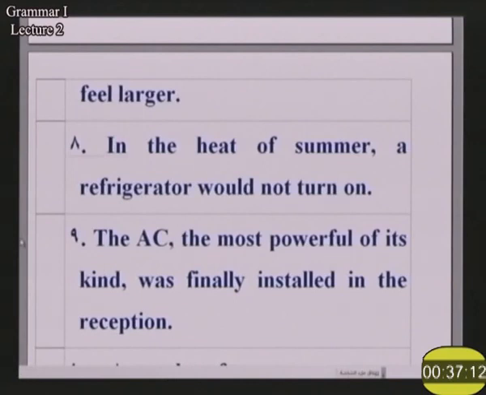إلا طبعا إذا جه في الأول يعني لو قلت the most powerful of its kind, comma, the AC was finally installed. تبقى صح. لكن مدام جاي بعد AC, بعد النون, لازم يبقى separated by two commas.